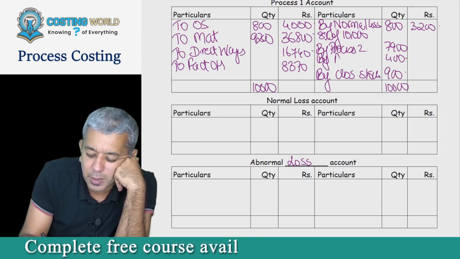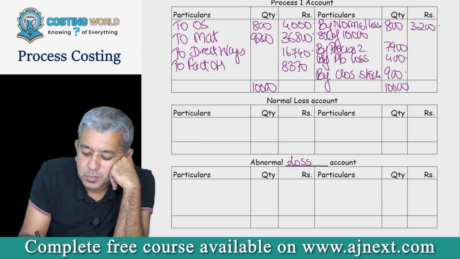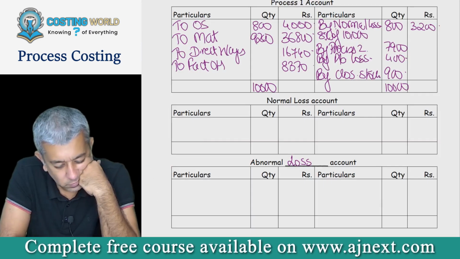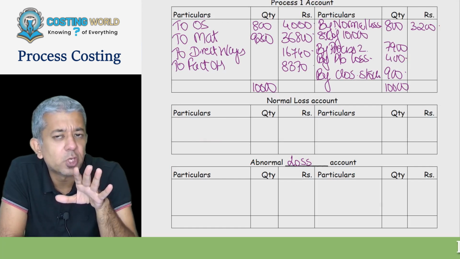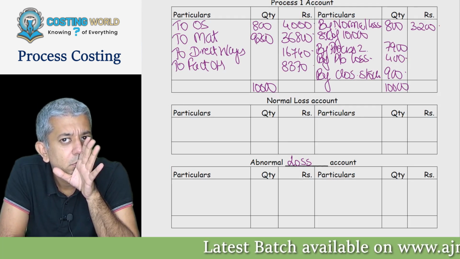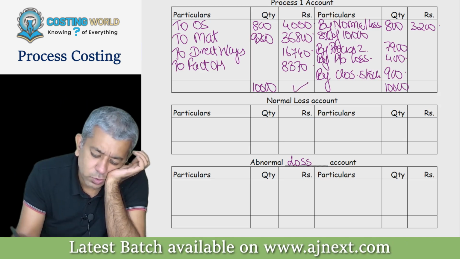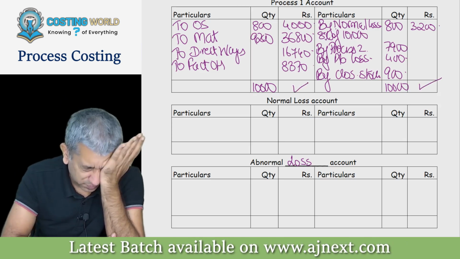Write down by abnormal loss. Okay, any confusion till now? No, sir. You total up this also and put that total over here, please.